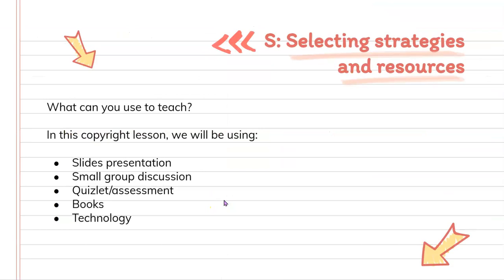The next S is for selecting strategies and resources. That's basically what can you use to teach. In the copyright lesson, we will be using a slides presentation, a small group discussion, a quiz, books, and technology.